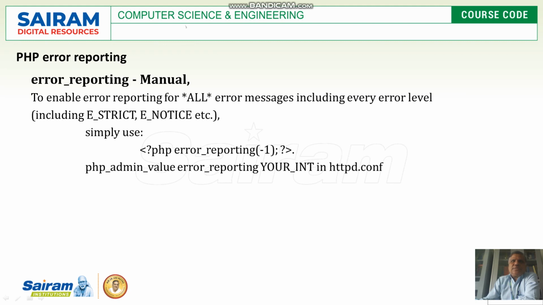Here, there is manual reporting for PHP, so the error reporting functions are used here. All errors get reported by defining the function like this: error_reporting(-1). This is executed by PHP, and all the errors are going to be reported over there.